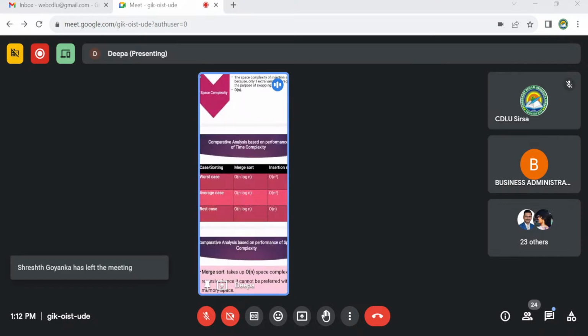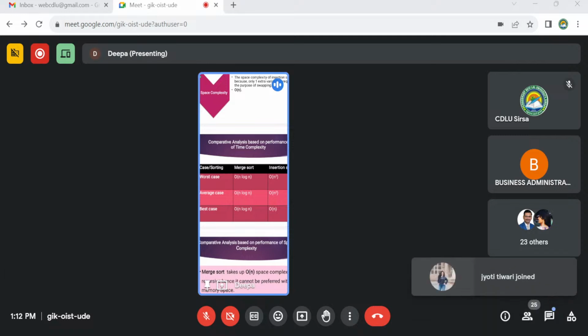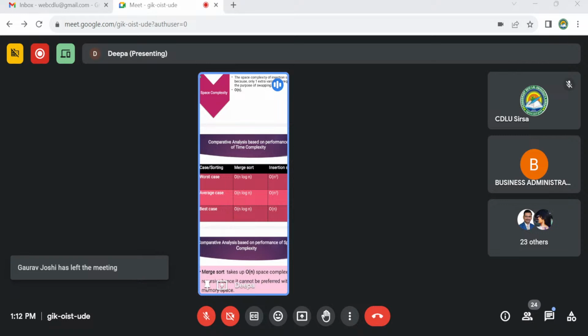Sir, this is the analysis slide. Here we compare the complexity of these two algorithms, and this table shows that in the case of merge sort, the worst case complexity is O(n log n), and in insertion sort it is O(n square). Merge sort has the same time complexity in all three cases: worst case, average case and best case. Insertion sort is different in the best case, where nothing is to be done because the list is already in sorted order. So this is the comparison of time complexity.